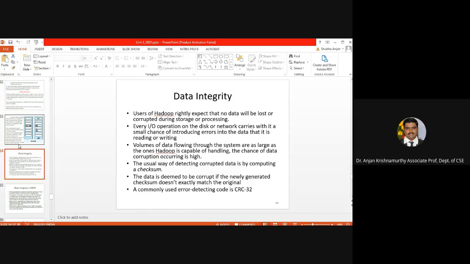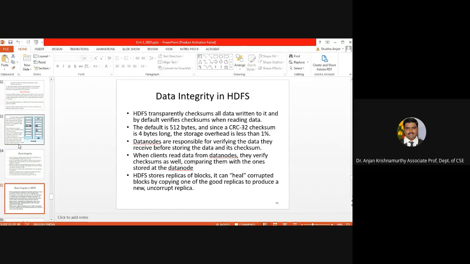If the data is corrupted, then obviously the checksum associated with that particular data will not match the original data, right? So because of this, you get an error. The commonly used error detection code is the CRC checksum algorithm. The CRC 32-bit algorithm is used in the case of HDFS. So HDFS has a transparent way of doing this checksum, right?